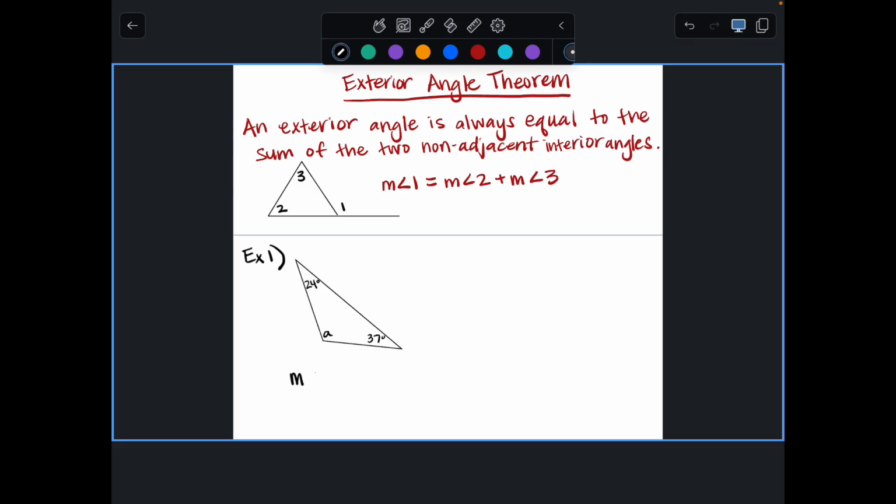Okay, so I want to know what the measure of angle A equals. Using the triangle sum theorem, I know that the sum of the three angles equals 180. So A plus 24 plus 37 equals 180. So yes, you're right, it is 119.